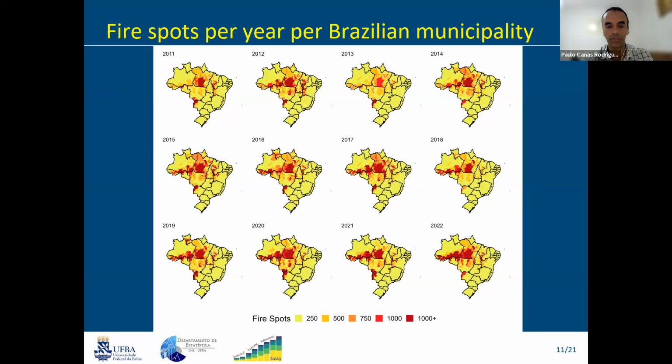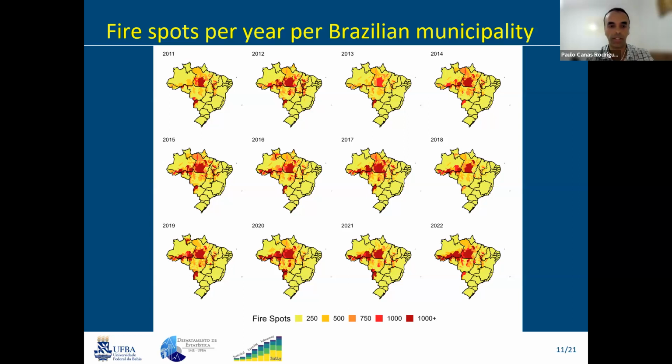Here is a different kind of visualization. I have here the years from 2011 to 2022. Each map corresponds to 1 year. And what we did, the colors: the yellow means a lower number of fire spots, the dark red a high number of fire spots. So we paint each of the 5,570 municipalities, and we were trying to look for some kind of trends.